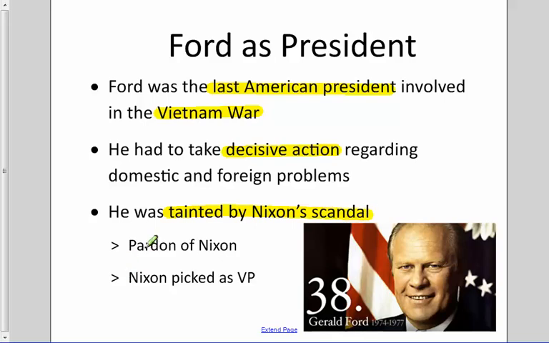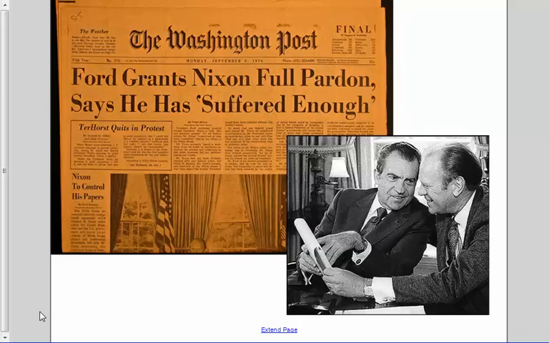He actually pardons Nixon. I think I mentioned that under Nixon's notes. He was picked by Nixon to be his vice president when Nixon's first vice president, Agnew, had to resign. So Ford really is tied to Nixon, seen as maybe part of his corruption, and he never really gets away from that. That really hurts Ford, and here we see Ford and Nixon together.